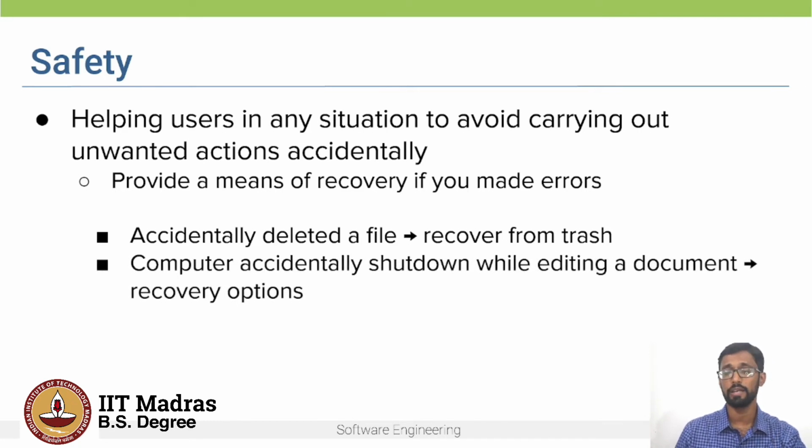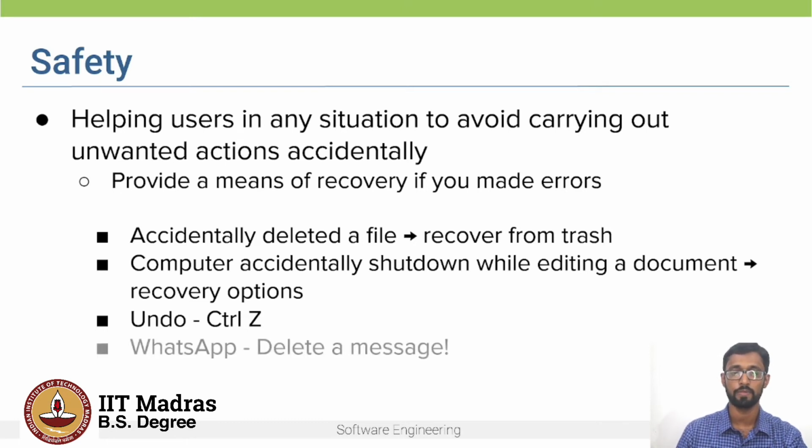Let's say you are editing a document in Word and the computer accidentally shut down. When you open Word the next time, you are provided with recovery options. Control Z or undo is a common feature in most Office software. And even in WhatsApp, if you send a message by mistake, you can always delete a message.